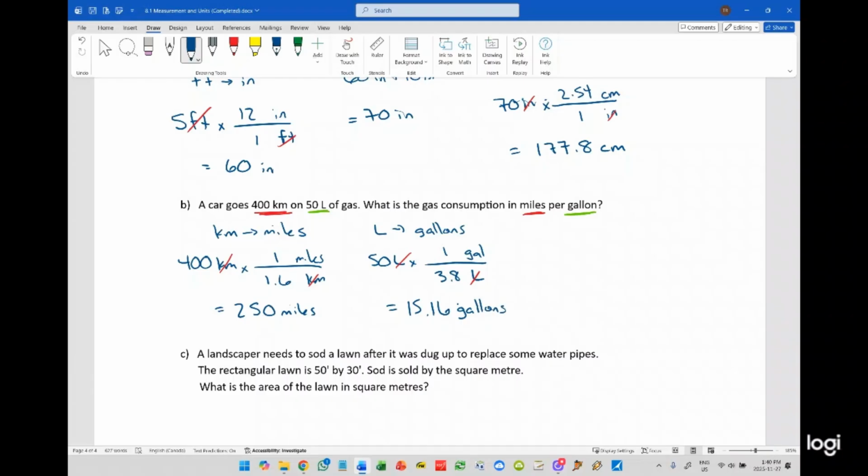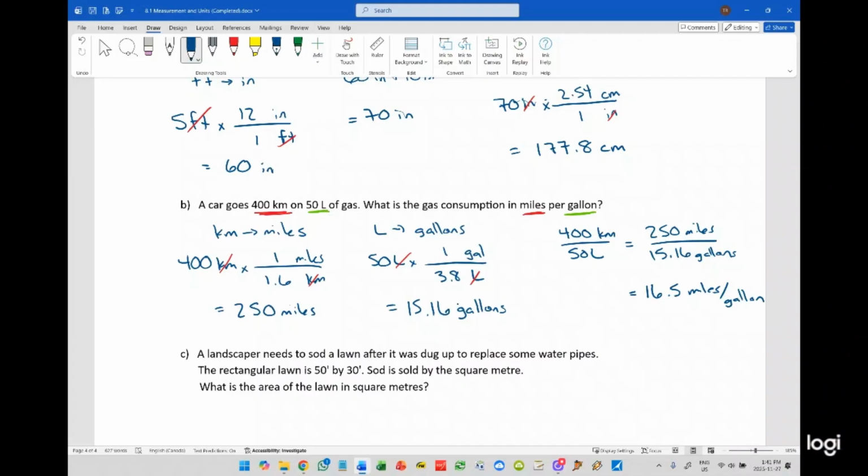So now to finish this off, what I'm going to do is basically state the original question, which was 400 kilometers per 50 liters. And that's equal to 250 miles, which is 400 kilometers, equaling 13.16 gallons. And then I just use my calculator to simplify that by doing the division of 250 divided by 13.16, which is 16.49, or let's just say 16.5 miles per gallon.